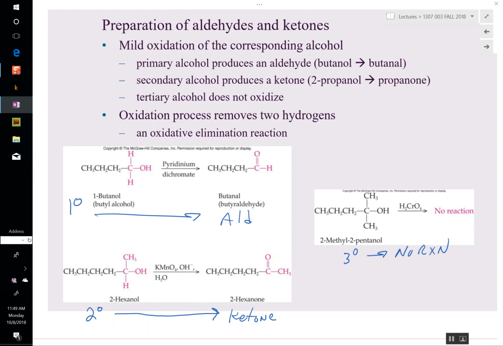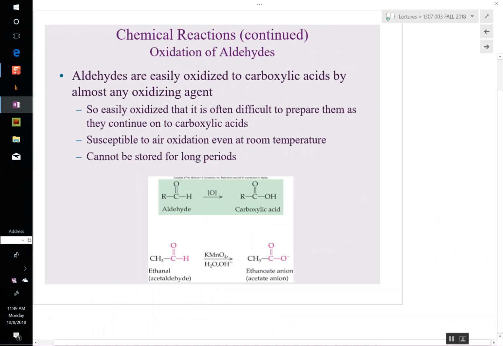Now we're going to go one more step with this primary alcohol in terms of reactions. Because a primary alcohol can oxidize to form an aldehyde, and it can go one more step to form a carboxylic acid. An aldehyde can oxidize on further to a carboxylic acid. And we might as well go back to that last slide to show that.